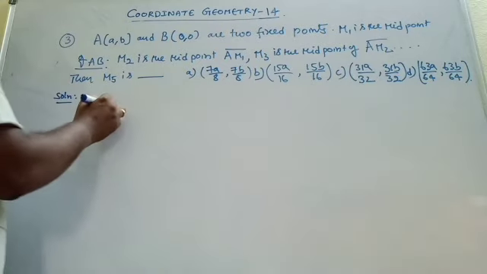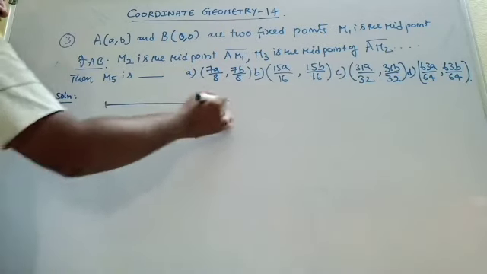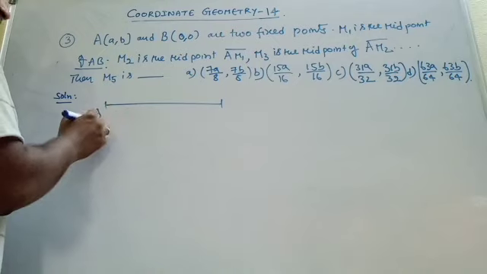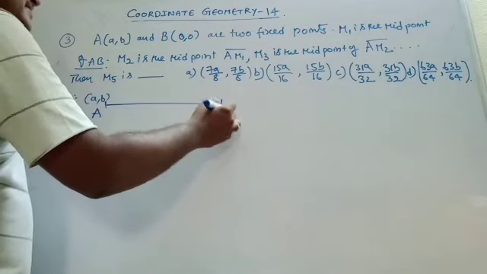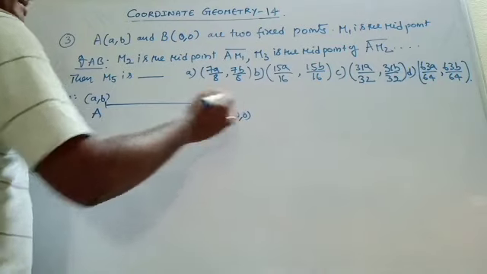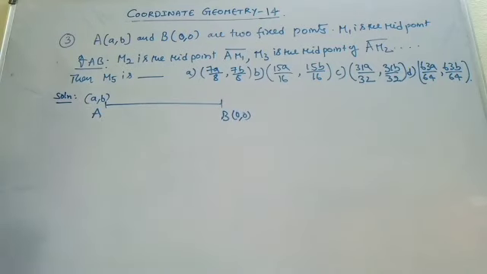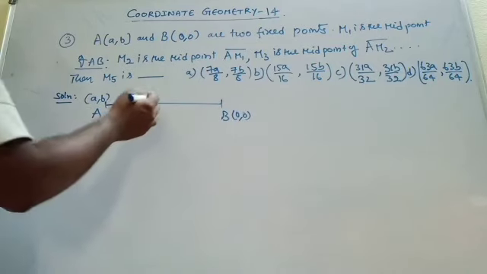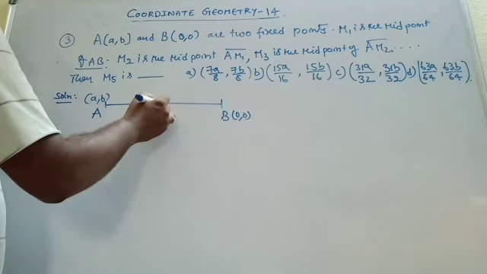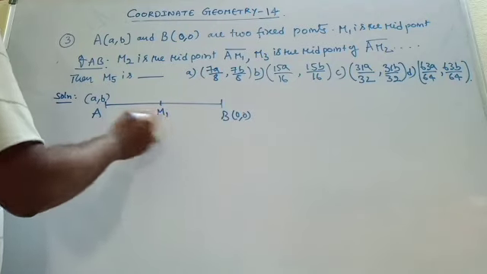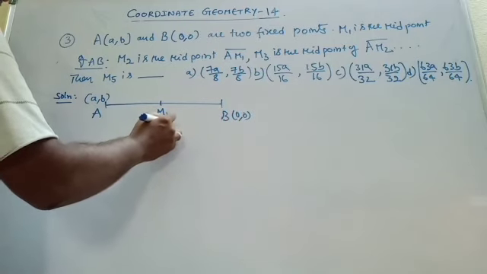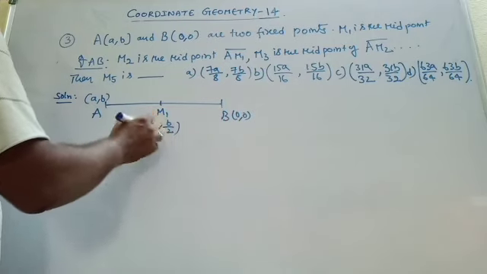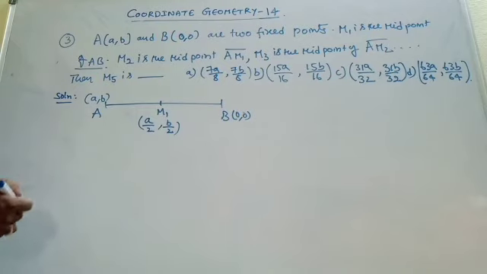They have given A as (a, b) and B as (0, 0). Now M1 is the midpoint of this. Midpoint means (a plus 0) by 2, a by 2, comma b by 2. Wonderful, M1 we got like this.